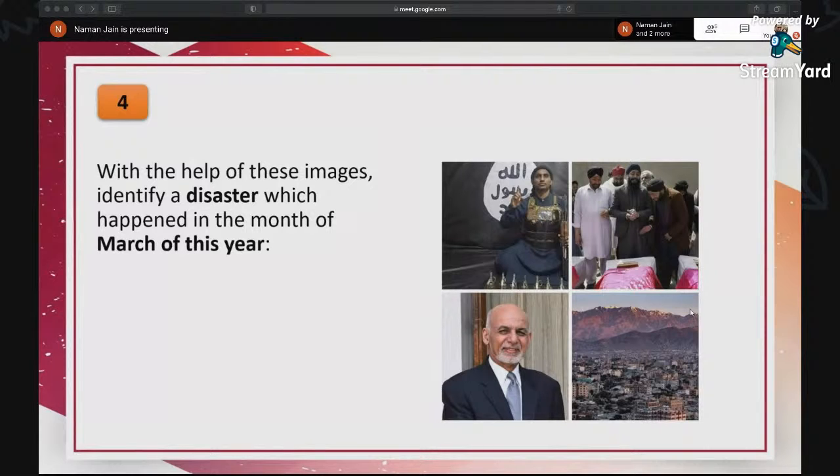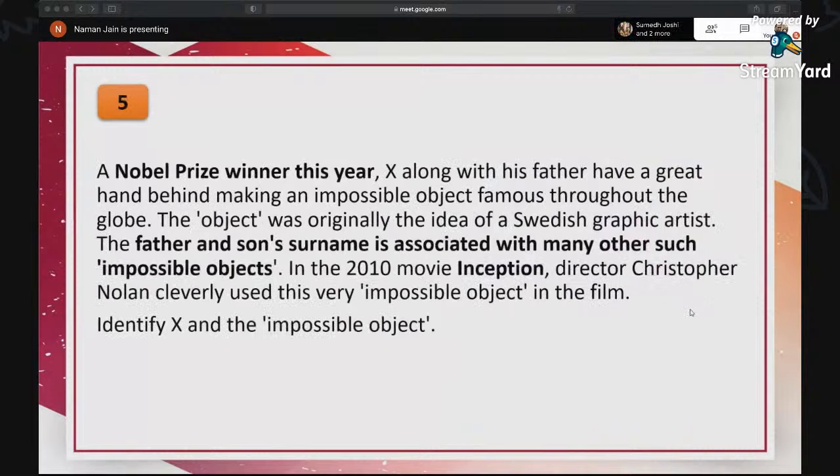Okay, we'll move on to question number 5. So a Nobel Prize winner this year, X, along with his father, have a great hand behind making an impossible object famous throughout the globe. The object was originally the idea of a Swedish graphic artist. The father and son's surname is associated with many other such impossible objects. And in the 2010 Nolan movie Inception, the director used this very impossible object in this film.